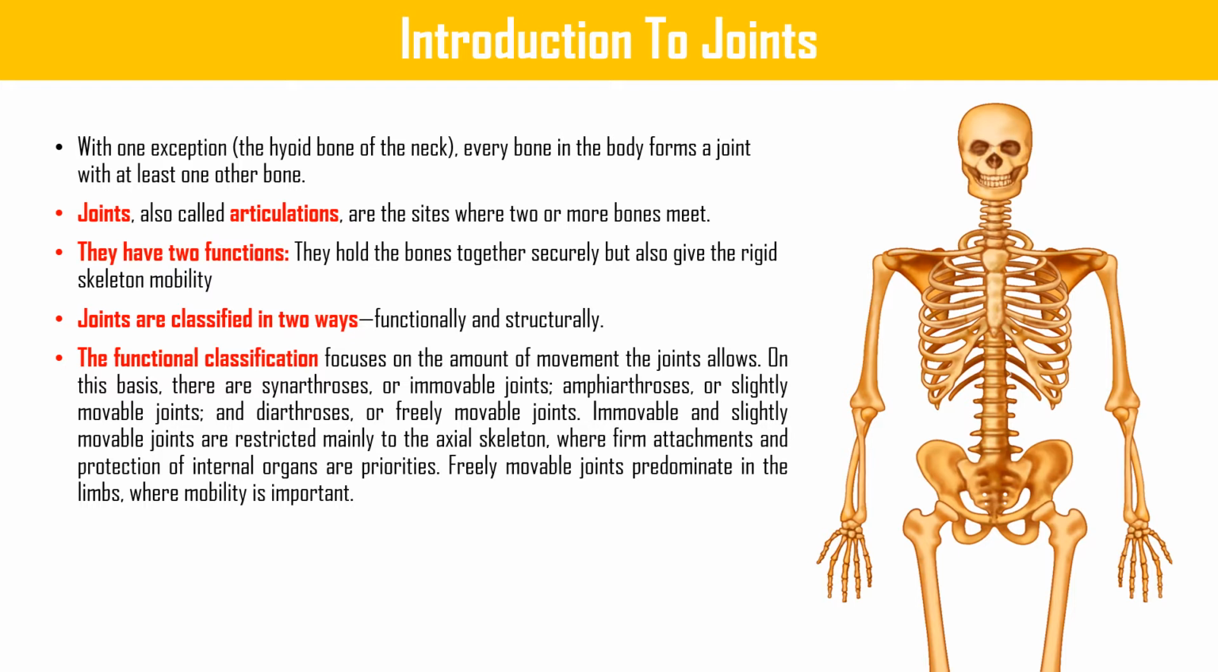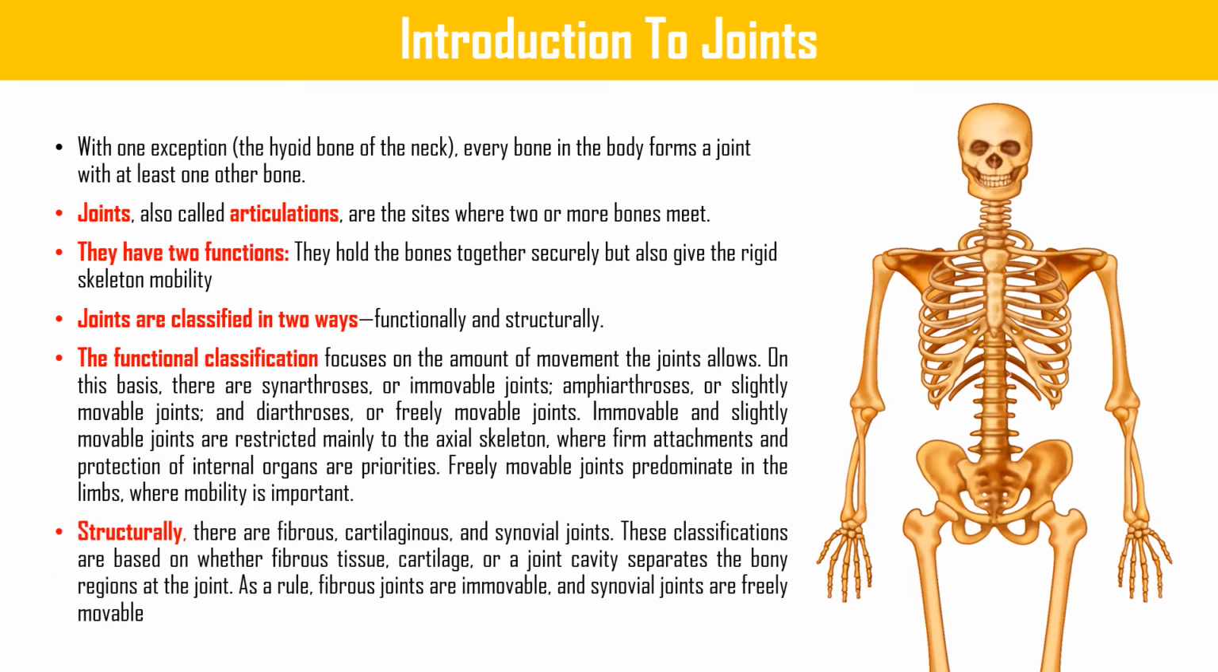Immovable and slightly movable joints are restricted mainly to the axial skeleton, where firm attachment and protection of internal organs are prioritized. Freely movable joints predominate in the limbs where mobility is important.